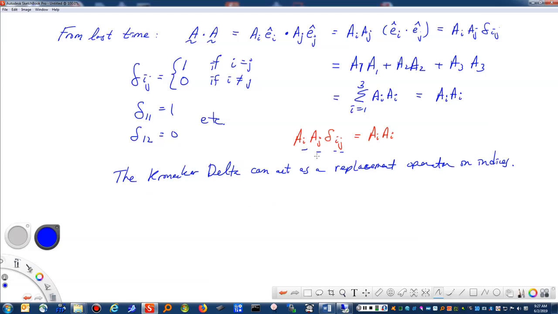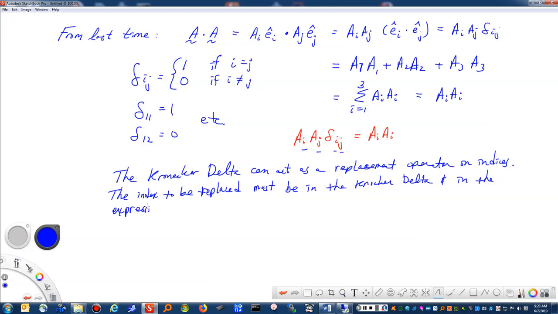Okay. Again, it must have a common term. Let's see, how should I write this? The index to be replaced must be in the Kronecker delta and in the expression as a dummy or repeated index.